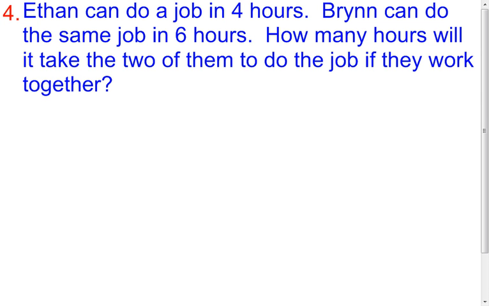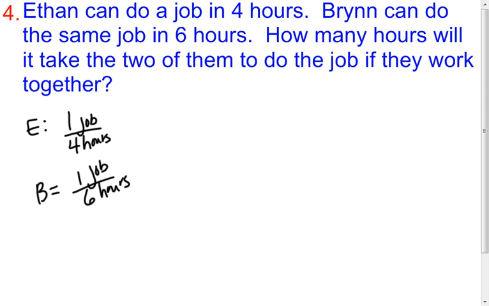If it takes Ethan 4 hours to do a job alone, if they're going to do that job together, it should not take more than 4 hours. It should take less than 4 hours. Okay? So here's what I want you to think about. We don't know what job it is, okay? But I know that Ethan can do one job in 4 hours. One job for every 4 hours. Bryn can do that same job, one job in 6 hours. Okay, same job.